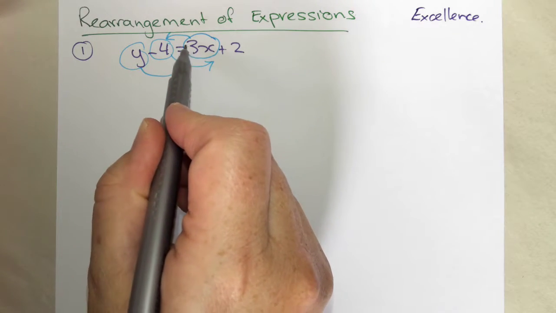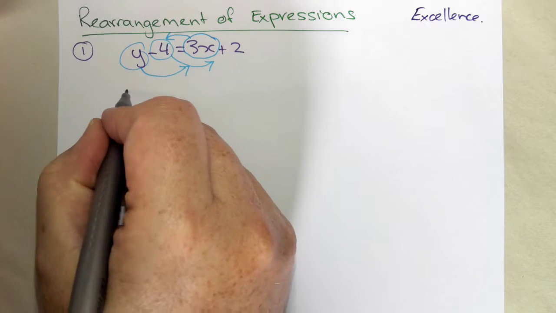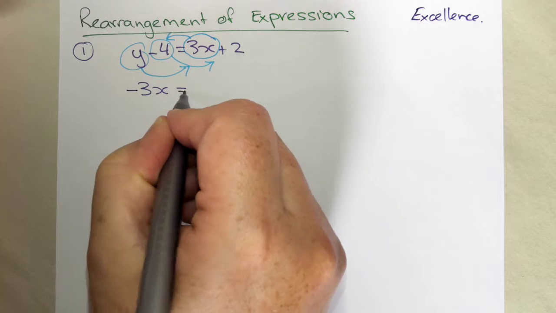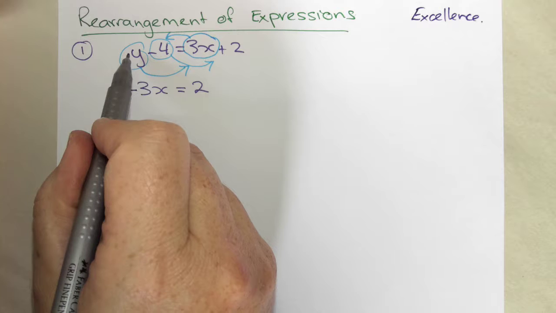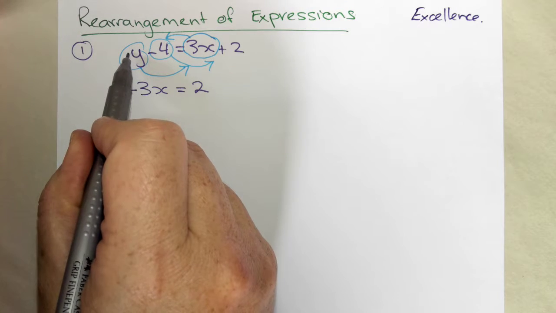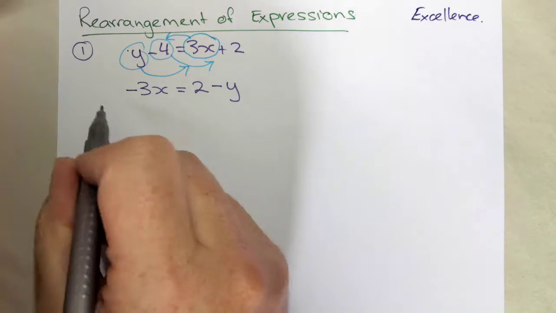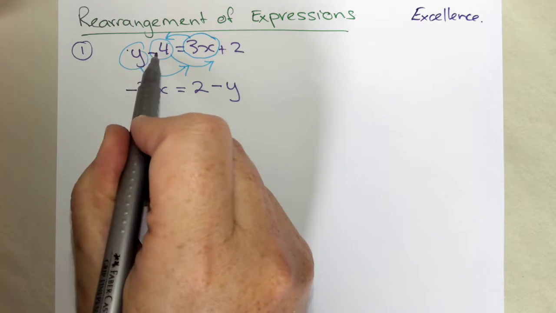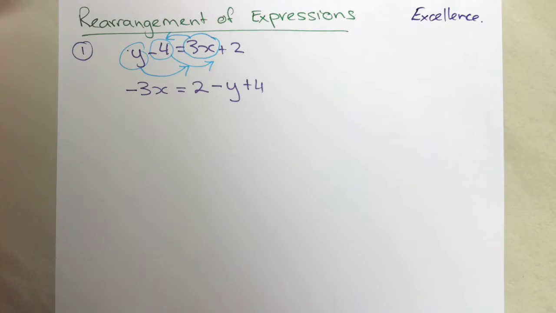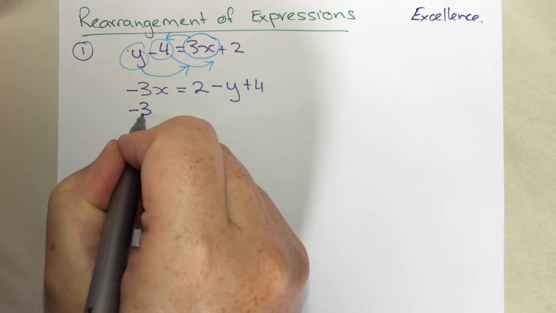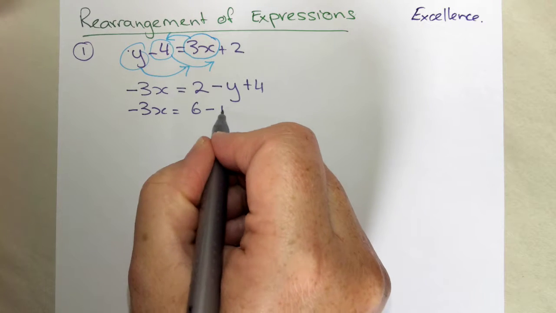So let's take this 3x. If it's a positive 3x on the right hand side, when we move it across, it's going to become a negative. So negative 3x equals, now the 2 is going to stay on that right hand side, so that's fine. The y is going to also move across, so it was positive, and now moving across it goes minus y. Also the minus 4 is moving across and is going to become plus 4. So now let's just do a bit of simplifying. Minus 3x equals, now 2 plus 4 gives me 6, take away y.